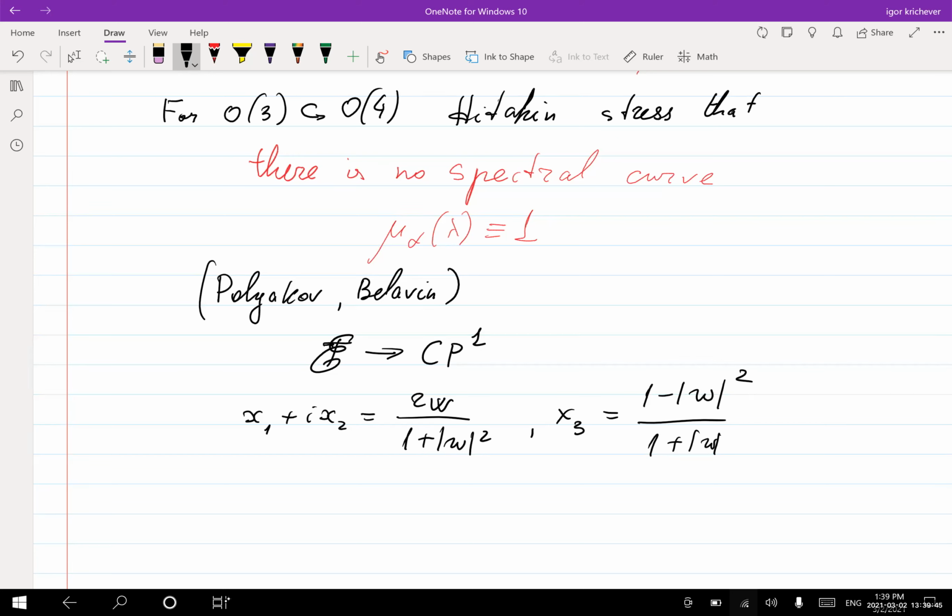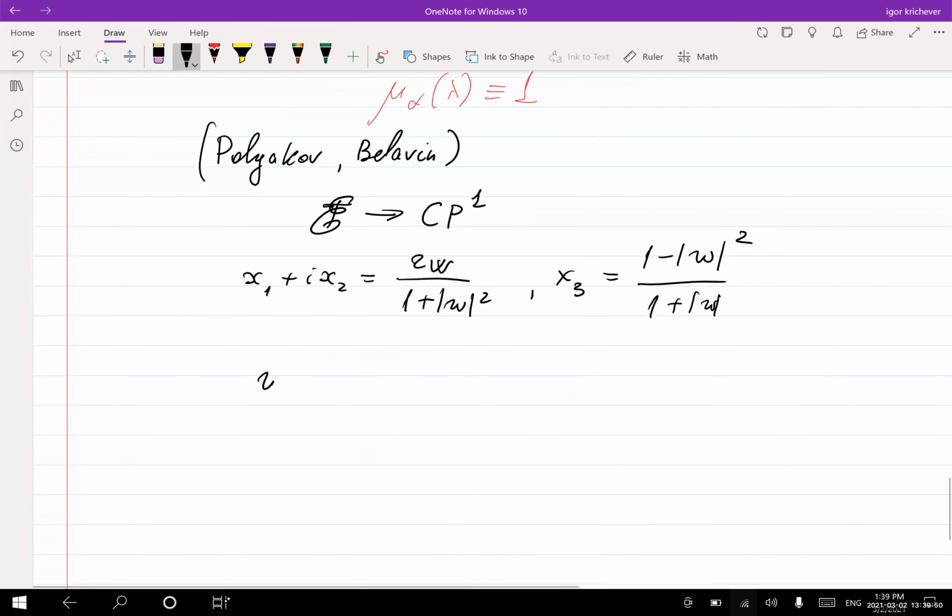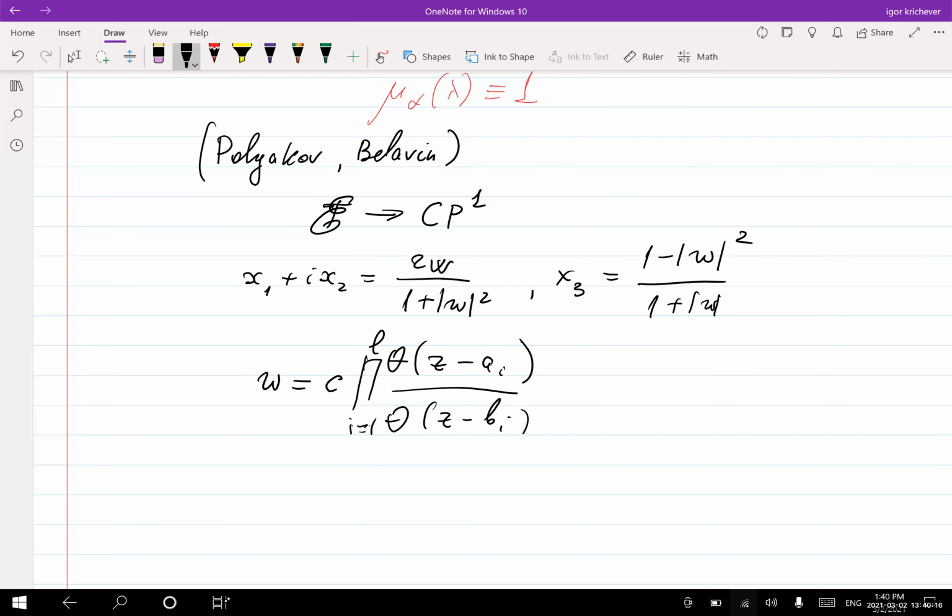into S2, where w is just an elliptic function, the ratio of the usual Jacobi theta functions, theta of z minus a_i over theta of z minus b_i, the product i from 1 to L, with the only constraint that the sum of a_alpha minus the sum of b_alpha is 0.